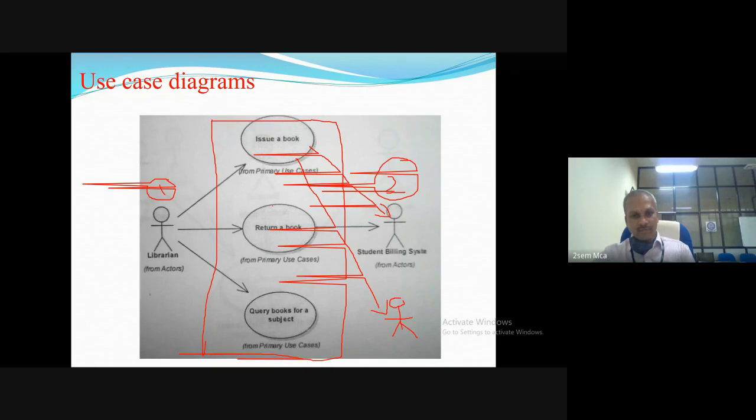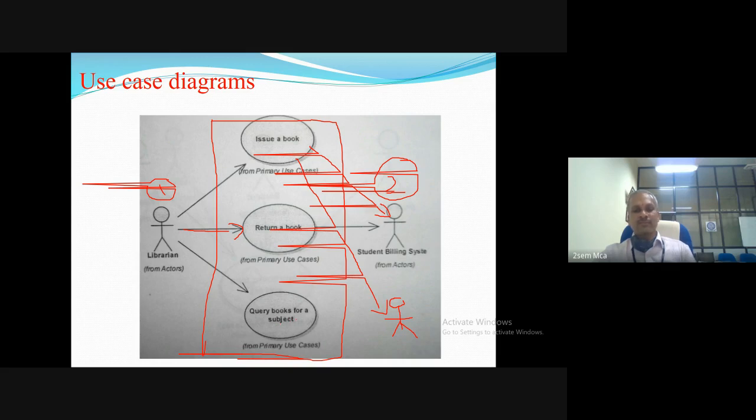Coming to the return of a book now. When you return a book, who is going to return the book? The student will return the book, and whatever book it is will be counted by the librarian inside the system. So when you go to the return of a book, the librarian is involved as well as the student. Okay, the arrow can be either right to left or left to right. It's only who is interacting that is the question here. Okay, next, query of a book.